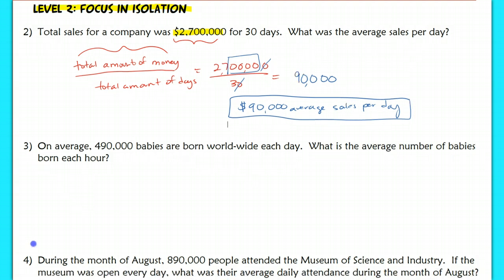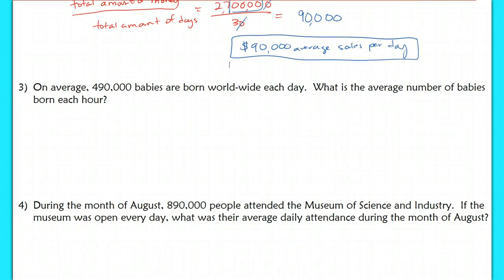Okay, now in question 3 it says on average 490,000 babies are born worldwide each day. What is the average number of babies born each hour? So in this case they only give me one number, the 490,000 babies. Now they ask us to figure out how many on average are born each hour. So what we need to do is figure out how many hours are in one day, because this is given information for each day. So that means I know I'm going to take the total number of babies, 490,000, and I'm going to divide it by the total number of items that I'm trying to divide it into, which is 24. This represents the total number of hours.